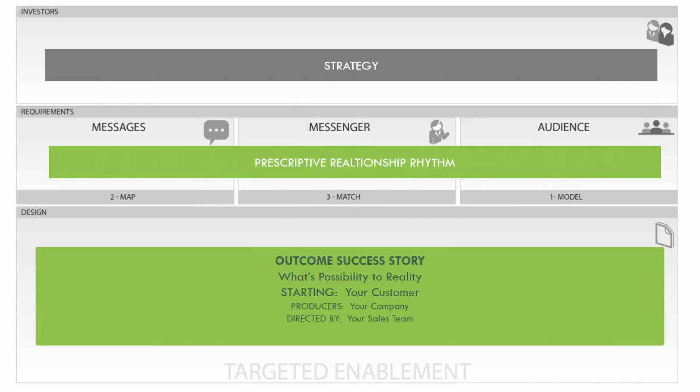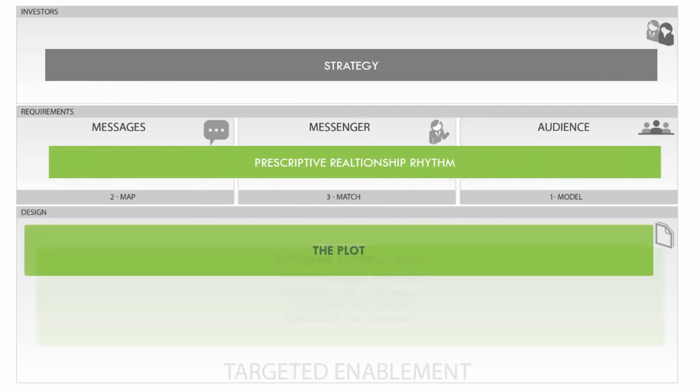So if we look at this, who's it starring? It's starring your customer. Who are the producers? Your company are the overall producers. Who's the director? The sales team, because they are responsible for making sure our relationship fits and meets their expectations. So there's a lot of burden on them.